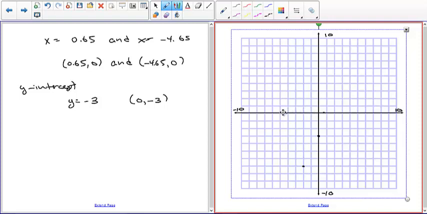1, 2, 3, 4.65. The axis of symmetry is going to be right through here. So here, if we go to this y value where we have the y-intercept, and we go the same distance on the other side, so we go 2 this way, so we go 2 that way. That's using symmetry to get some additional points. So you can see what we have is a parabola that looks something like this.